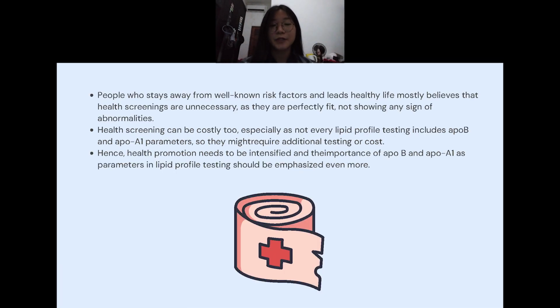The problem is that people who stay away from well-known risk factors such as smoking or drinking habits and those who live and eat healthily mostly believe that health screenings are not necessary for them, as they are perfectly fit and there is no sign of abnormalities. This is even more troubling with the fact that health screenings can be costly, especially as not every lipid profile testing includes ApoB and ApoA1 parameters. So, if we want to specifically predict CAD from the ApoB or ApoA1, additional testing, also additional cost might be needed.